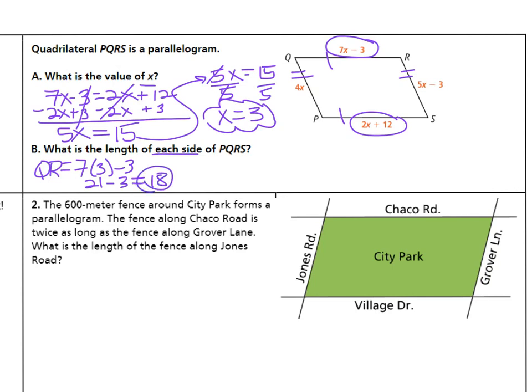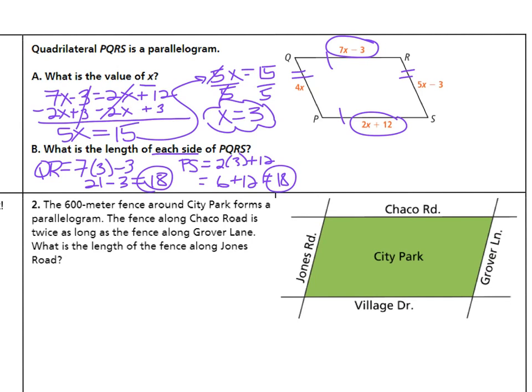That means PS should also equal 18, but let's just double check that we did our work correctly. 2 times 3 plus 12, there we go. 6 plus 12 is also 18. That's a great way to show that we have the right value for x in part A.